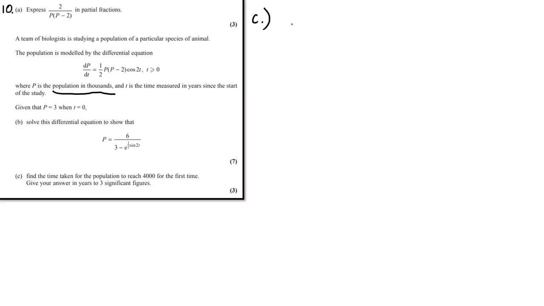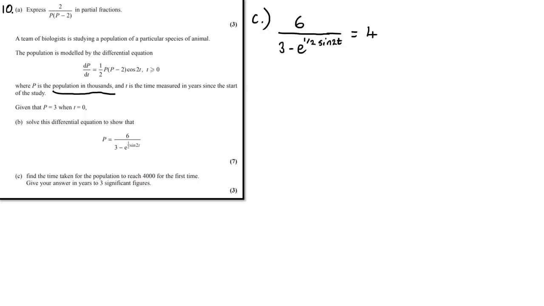So what I've got then is 6 over 3 minus e to the power of a half sine 2t is equal to the population in thousands. So if we've got 4,000, this would be equal to 4. And what I want to do here now is solve for t. We're looking for the time taken. So we're looking to solve for t.